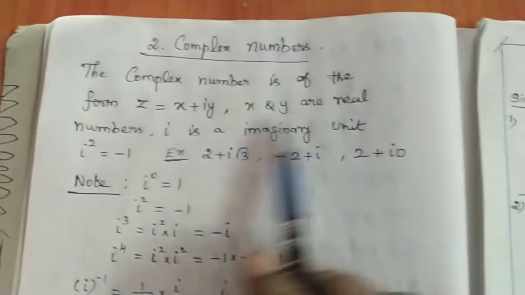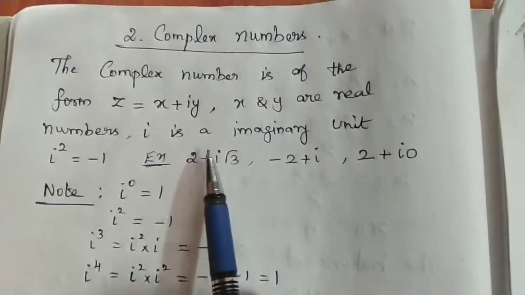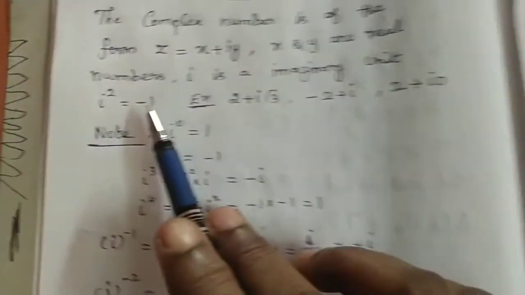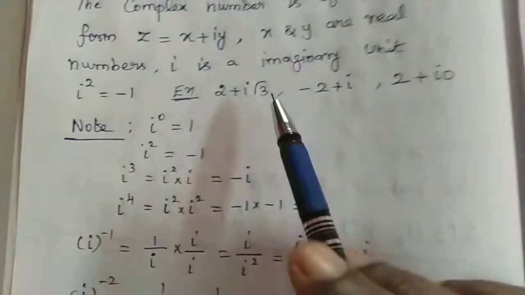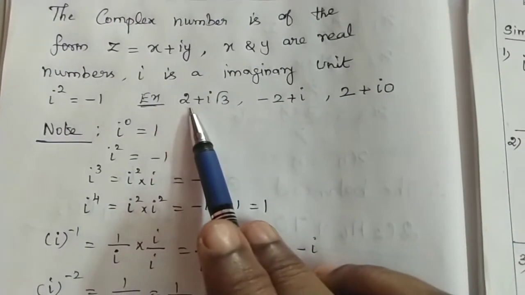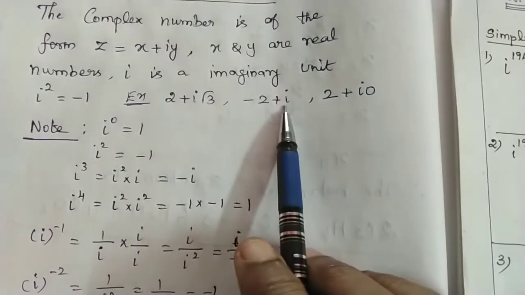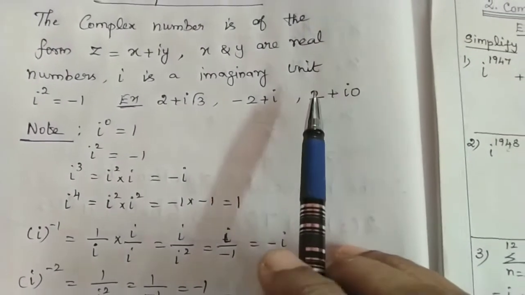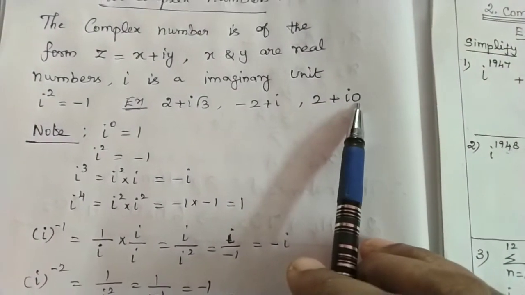x and y are real numbers. The i is the imaginary unit. i squared value equals -1. Some examples: 2 plus i root 3 is a complex number. -2 plus i is a complex number. 2 is also a complex number, since 2 can be written as 2 plus i0.